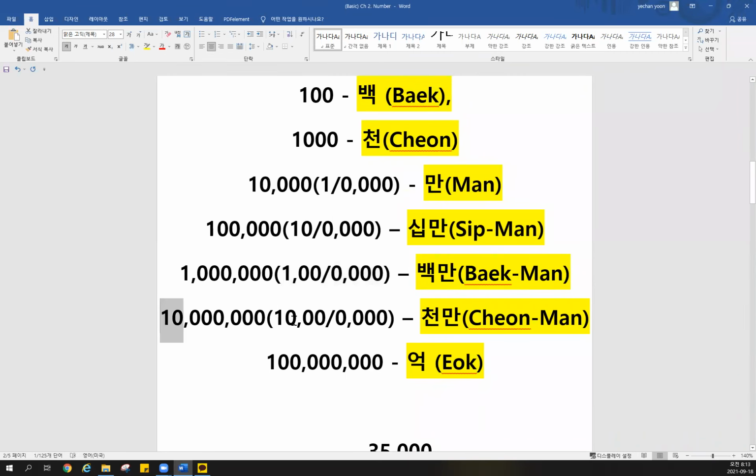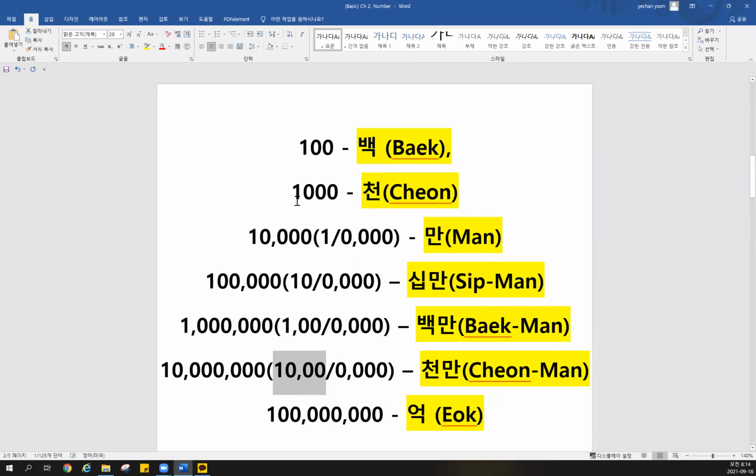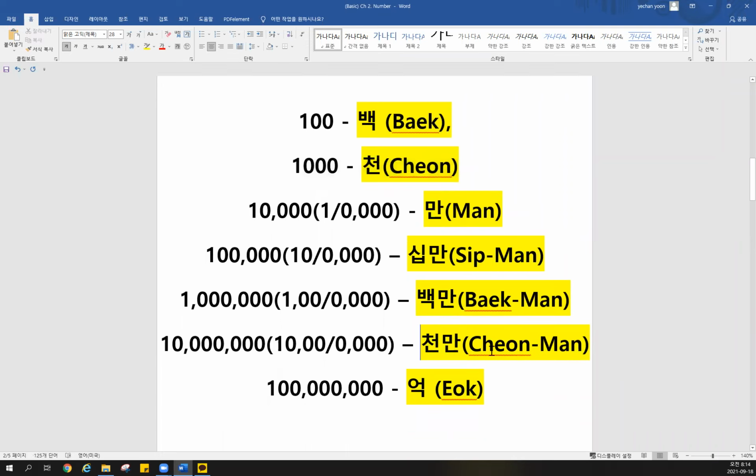How about 10 million? How you can say? Also, you can cut it after the four zeros. So it's gonna be 만. And what is the 1,000, everyone? There we go. 천. So you can just add it together, which is 천만. All right, not that difficult.